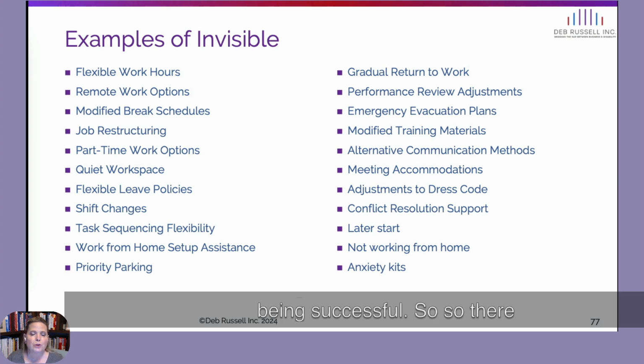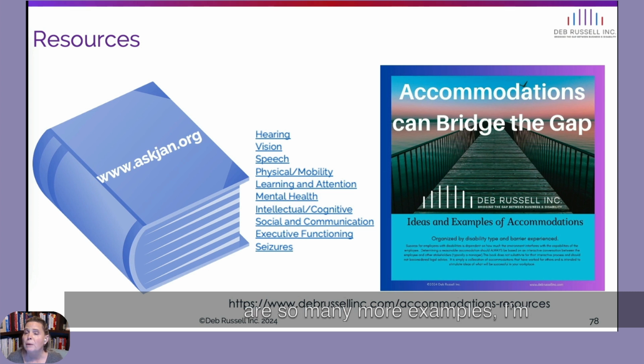So there are so many more examples. I'm going to let you just go. I have a guide that's searchable, a shrunk-down version of what JAN offers. I'm telling you, go to www.askjan.org and you will find the answers to just about any example you need of people with disabilities and the accommodations that work for them.